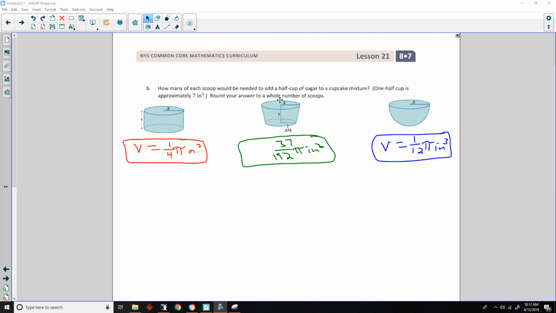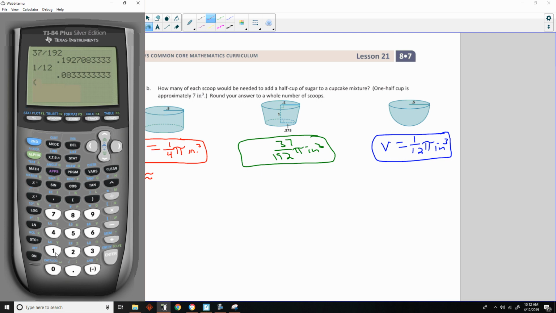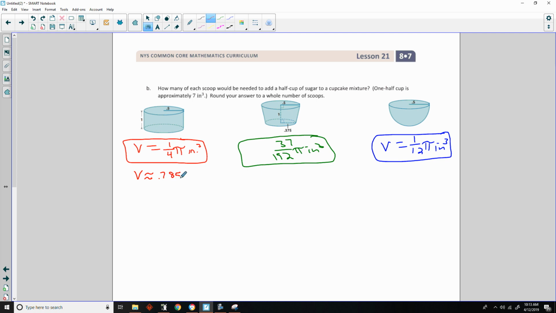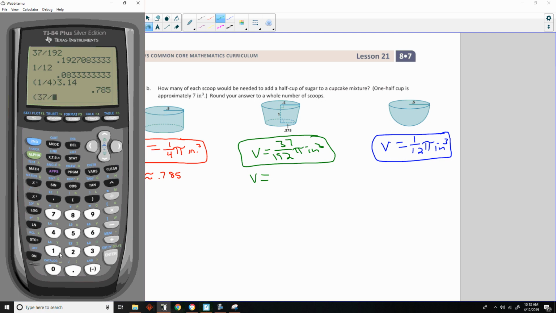Okay, so part B says how many of each scoop would be needed to add 1/2 cup of sugar to a cupcake mixture. 1/2 cup is approximately 7 cubic inches. All right, so let's use our calculator and change this to an approximation. So 1/4 pi is 1 divided by 4 in parentheses, and we're doing an approximation, so 3.14 is what we've been using, and hit enter, and that's 0.785. So the first thing I need to do is do an approximation decimal for all of these. So on this one, V equals, and so now I'm going to put 37 divided by 192 times 3.14, and I get approximately 0.605.